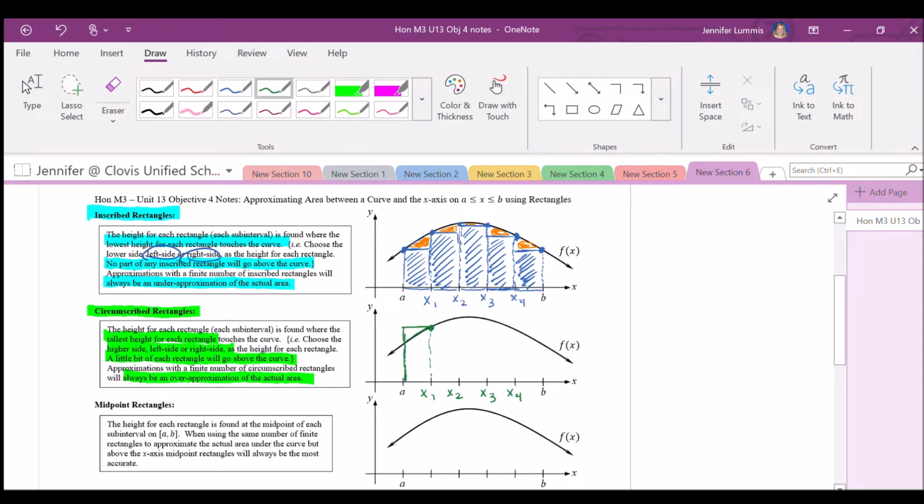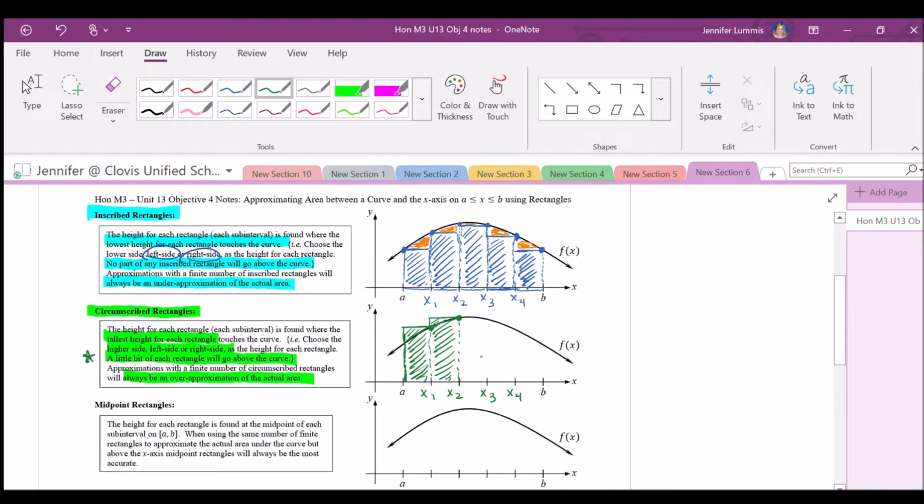So you can see it's circumscribed. A little bit of each rectangle will go above the curve. It looks like quite a bit of the rectangle goes above the curve, and that's fine. So from x1 to x2, the graph is still increasing. So the highest point again is at x2 on the right. That will give me the height of the rectangle. So there's just a little bit above the curve.